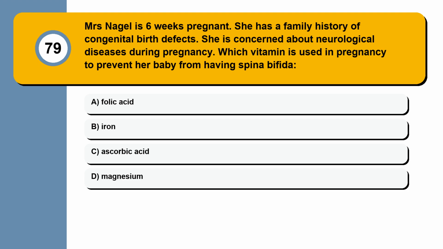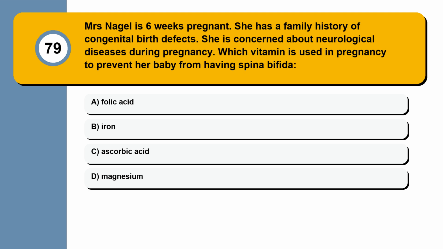Question 79. Mrs. Nagel is 6 weeks pregnant. She has a family history of congenital birth defects. She is concerned about neurological diseases during pregnancy. Which vitamin is used in pregnancy to prevent her baby from having spina bifida?